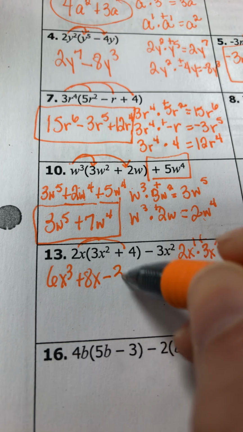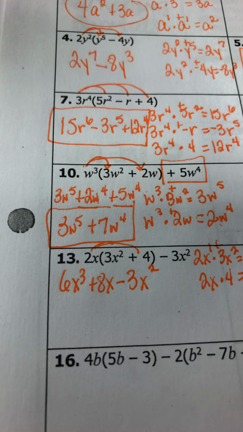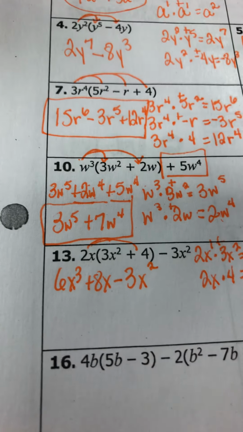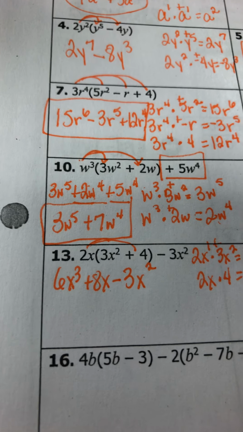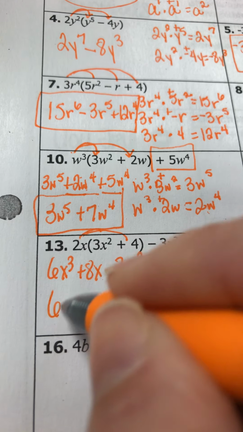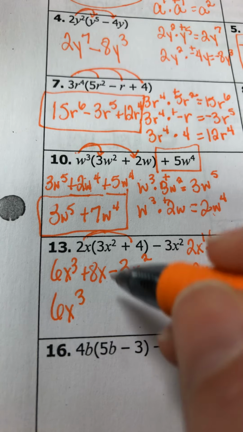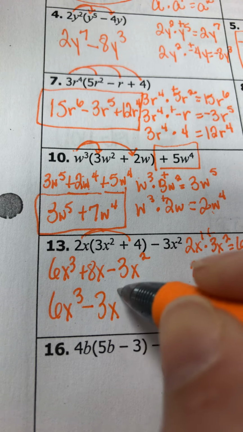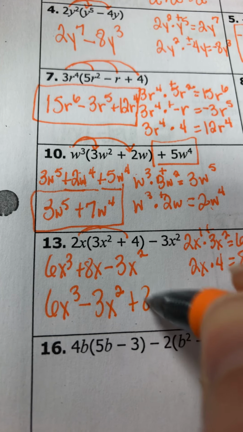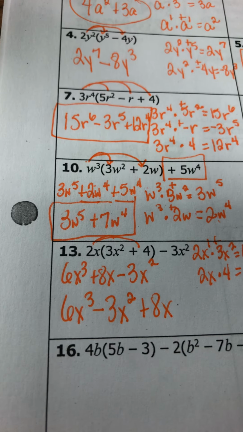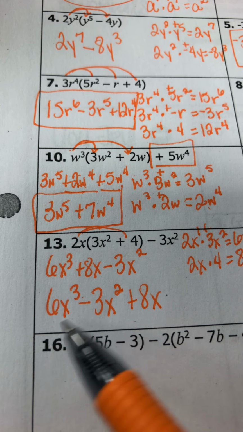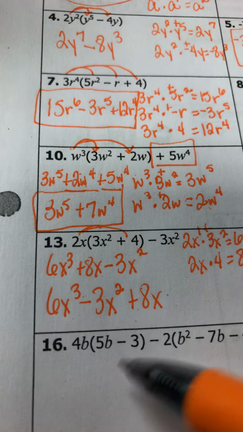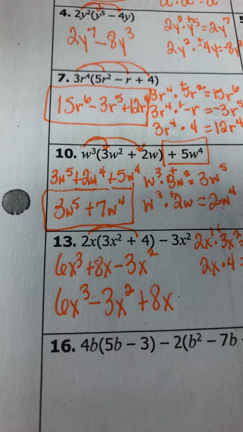This I need to stick on the back. Okay? Now, I don't see anything wrong with this where I can combine like terms, but I do see that it's not in standard form. So I need to take my 6x to the third and write it first. My 3x squared needs to come second, and my positive 8x needs to come third. So we have a degree 3, so that's cubic, and a trinomial. Cubic trinomial as our final answer.